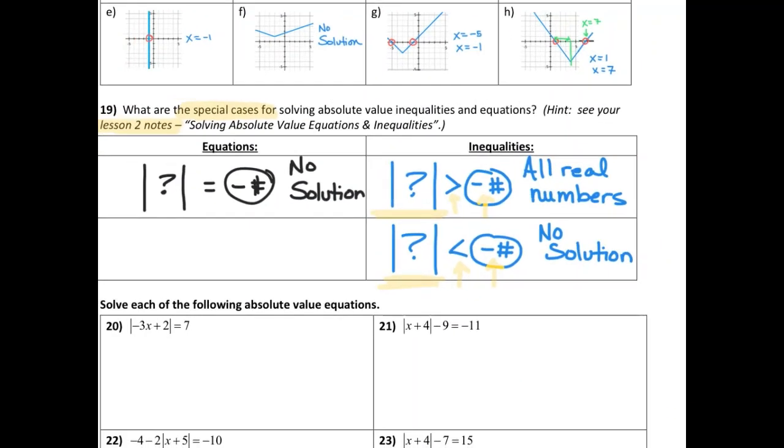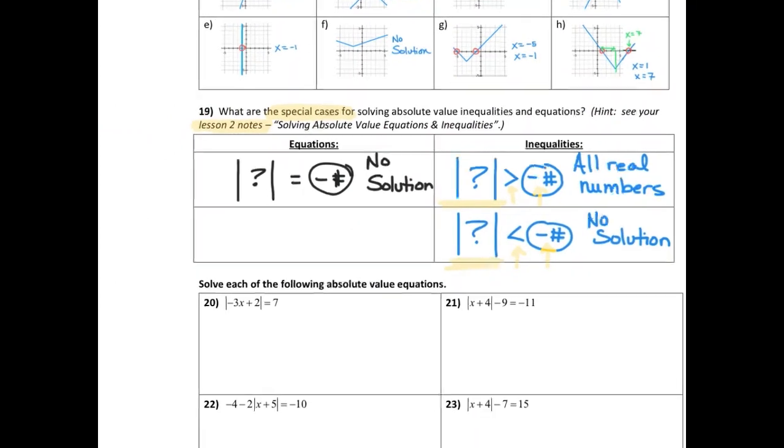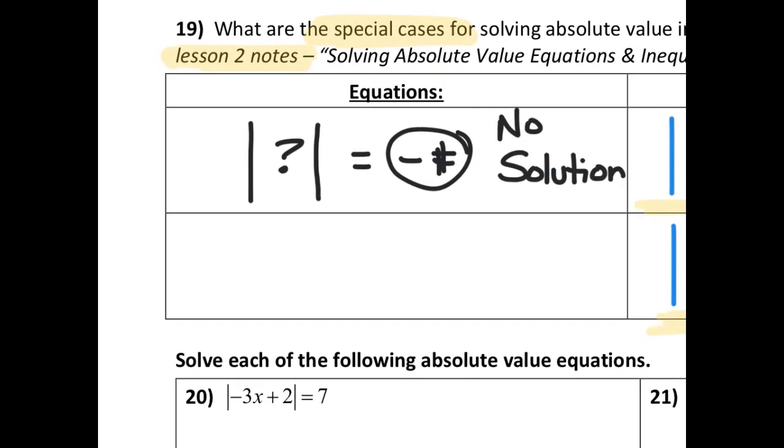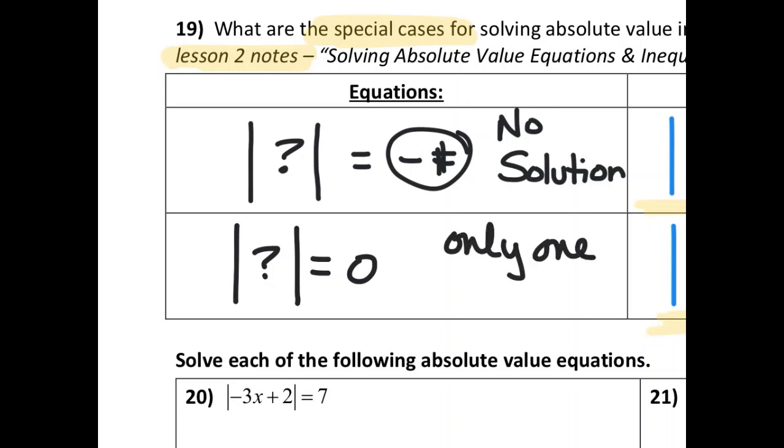Now, the last special case I gave you was when you have an absolute value of anything that's set equal to 0. When you isolate the absolute value, if you get 0, you will have a solution, but there will only be one solution. Now, you don't write the words one solution. What you do is you compute using just one equation, and you're going to get x equals and then some number for your answer.